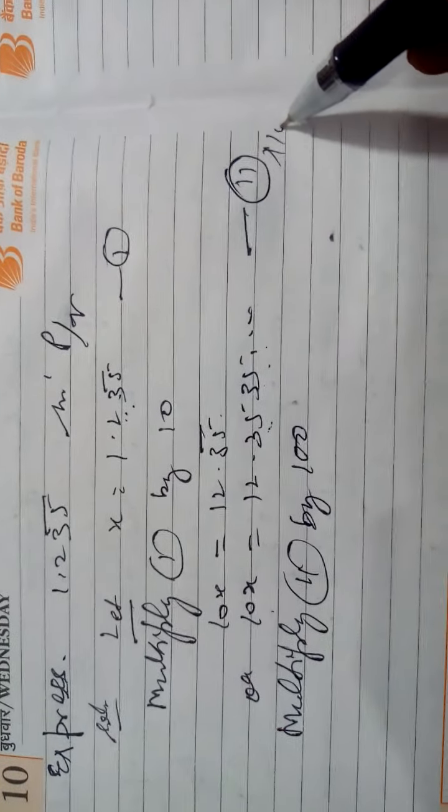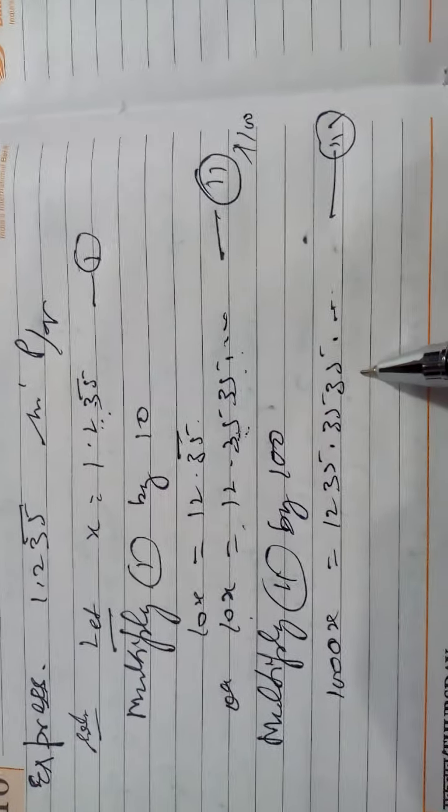Here you are multiplying by 100. So 100 times 10 is 1000. 1000x is equal to 1235.3535 bar. It is the third equation. Here 135 is coming this side, then again 135 is repeated.